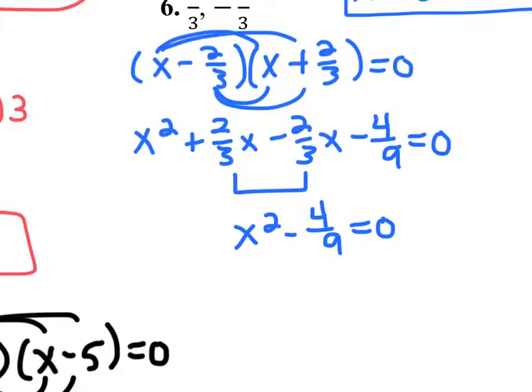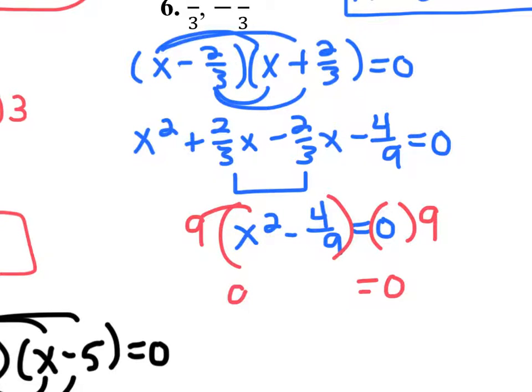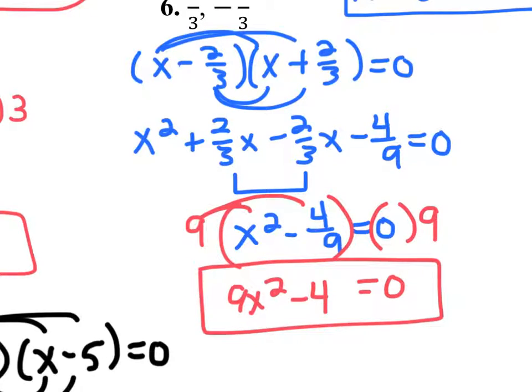Now we can't have fractions, so we need to get rid of this 9th. So to get rid of 9ths, multiply by 9. Don't forget to distribute. It doesn't affect the right side. And here we get 9x squared, and then 9 times negative 4/9 is negative 4. So it's 9x squared minus 4.